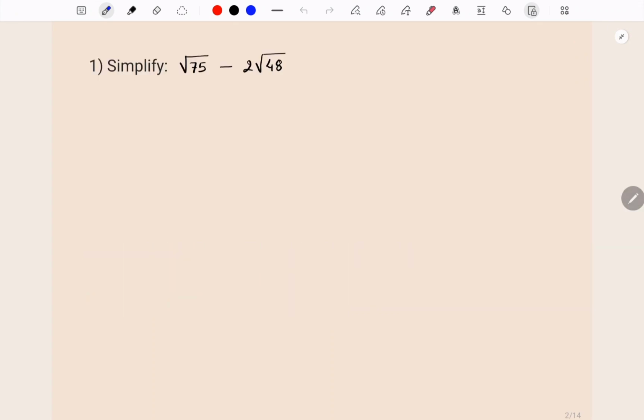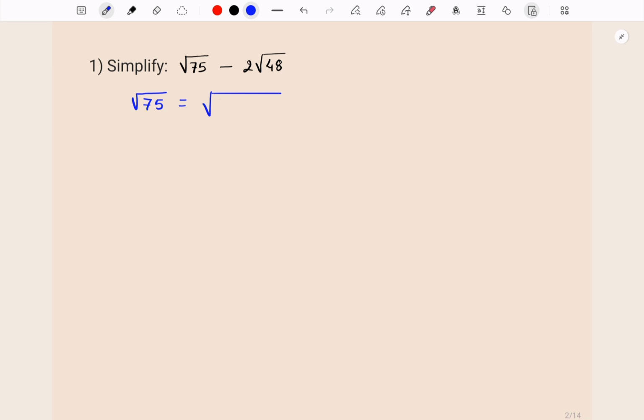Let's solve our first question. Here we have root 75 minus 2 root 48. First, simplify each surd. So we have root 75. We already know how we can simplify a surd. For that, we need to find factors of that surd, and one of the factors should be a perfect square.